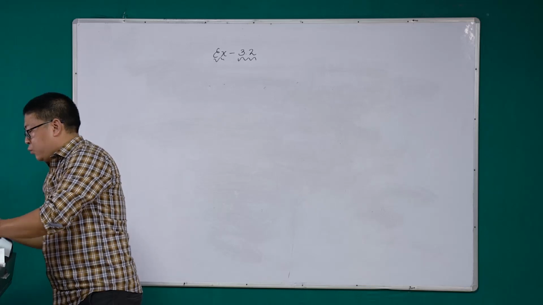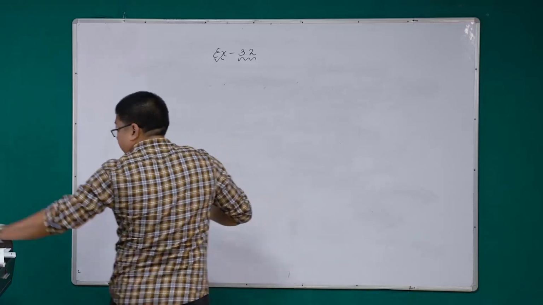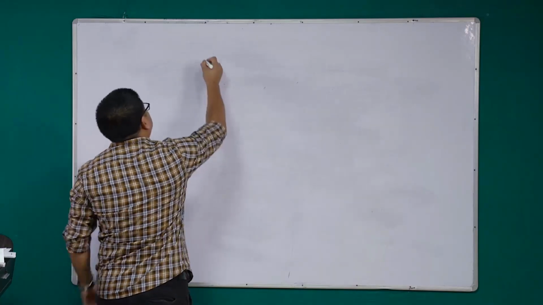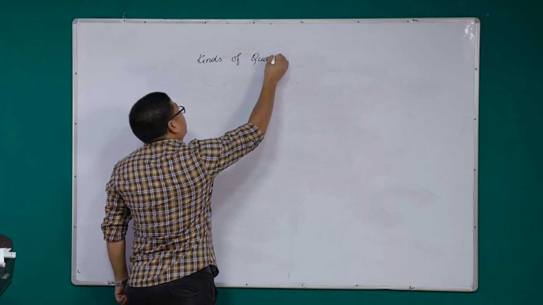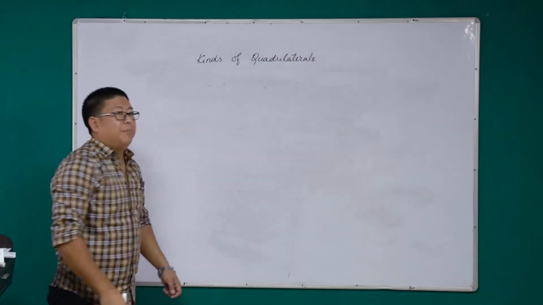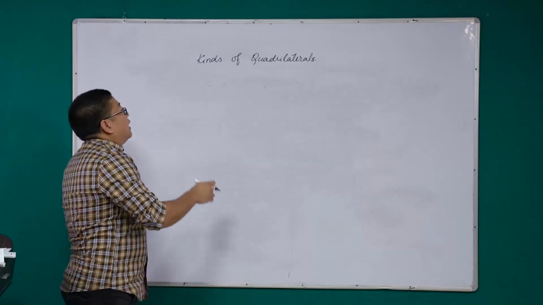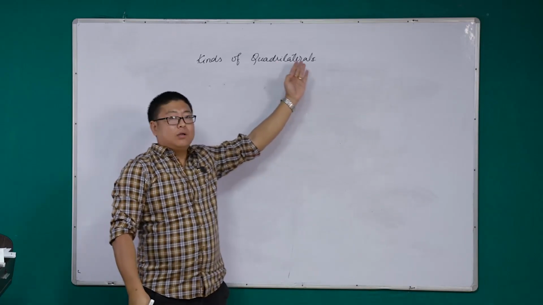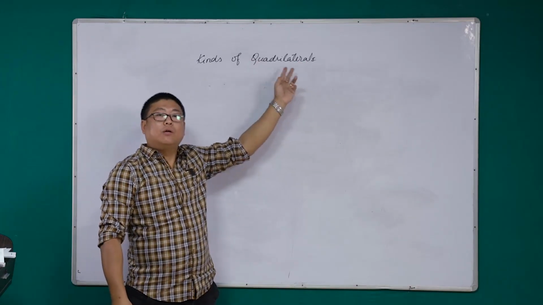Let's have a quick look at a new topic. The new topic is kinds of quadrilaterals and their properties. Now, basically there are 6 types of quadrilaterals. Before we go there, we have already discussed quadrilaterals means 4 sides. Any closed figure with 4 sides is called a quadrilateral.